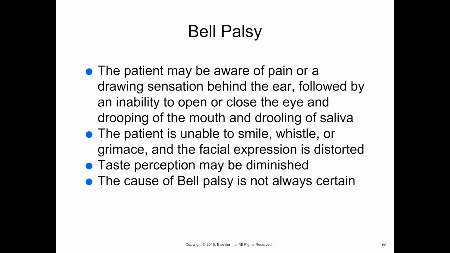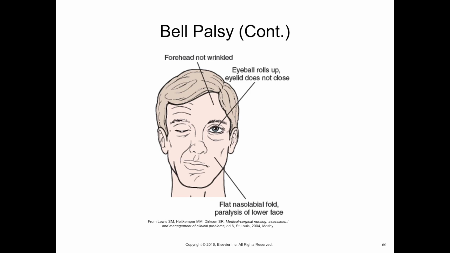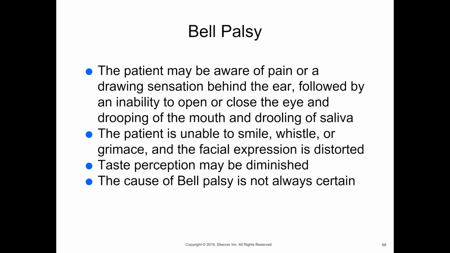That nerve controls motor to your muscles of facial expression. So with Bell's palsy, like this picture shows, you get drooping of the eye. You can't wrinkle the forehead, or sorry, not drooping of the eye, but the eyelid can't roll up. You get paralysis of the face, essentially, on only one side.